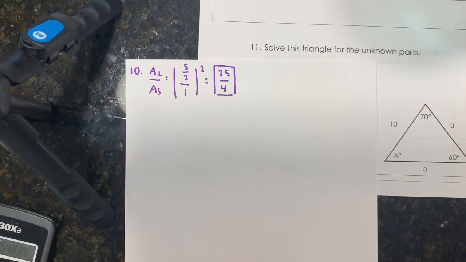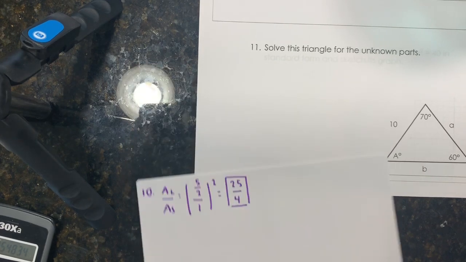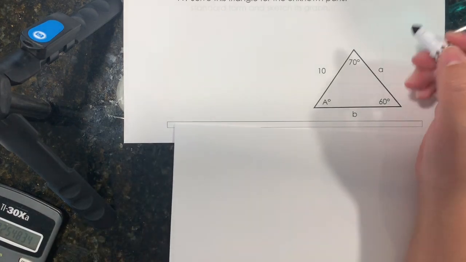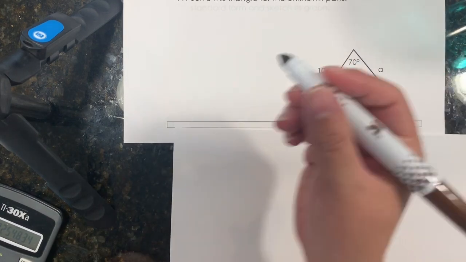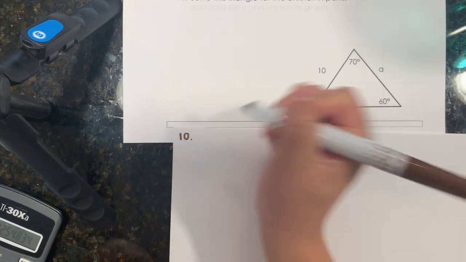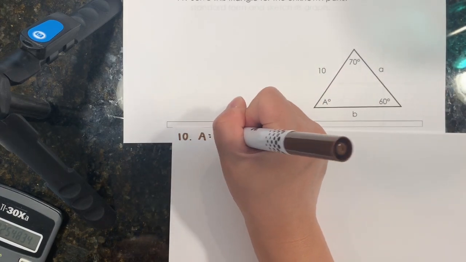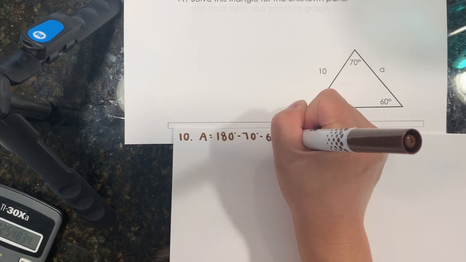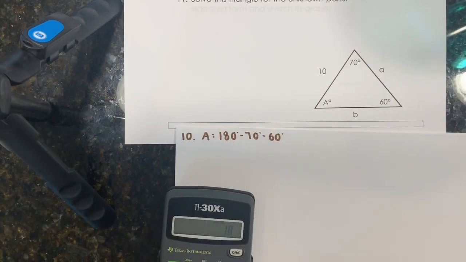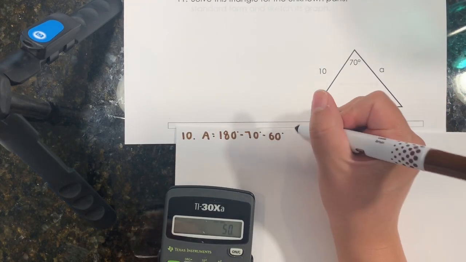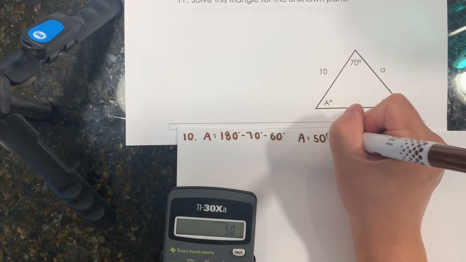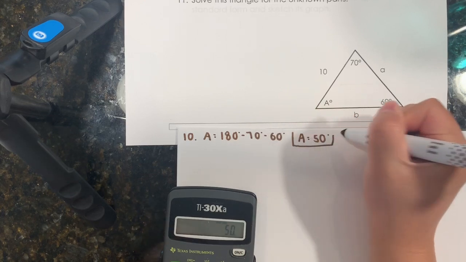Anyways, so for number 11, we are going to be solving for the unknown parts of this triangle right here. And remember that the side opposite the angle, they constitute a pair, but I'm going to start by solving for angle A, because that would be 180 minus 70 minus 60, which would give me A is equal to 50.